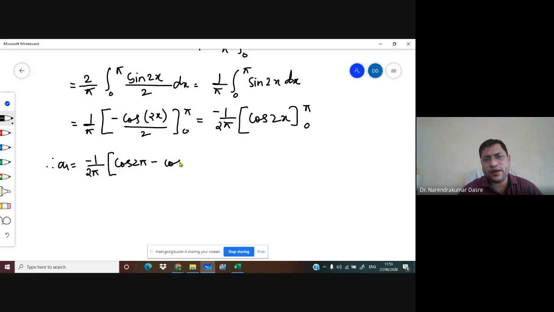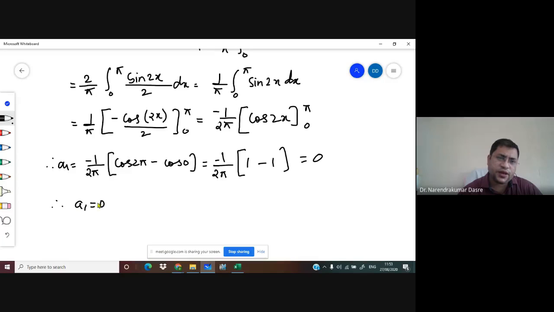So you get a_1 is equal to minus 1 upon 2 pi, cos of 2 pi minus cos of 0. Cos of 2 pi is 1 and cos of 0 is also 1. So this is going to be 0. So you get a_1 is equal to 0.